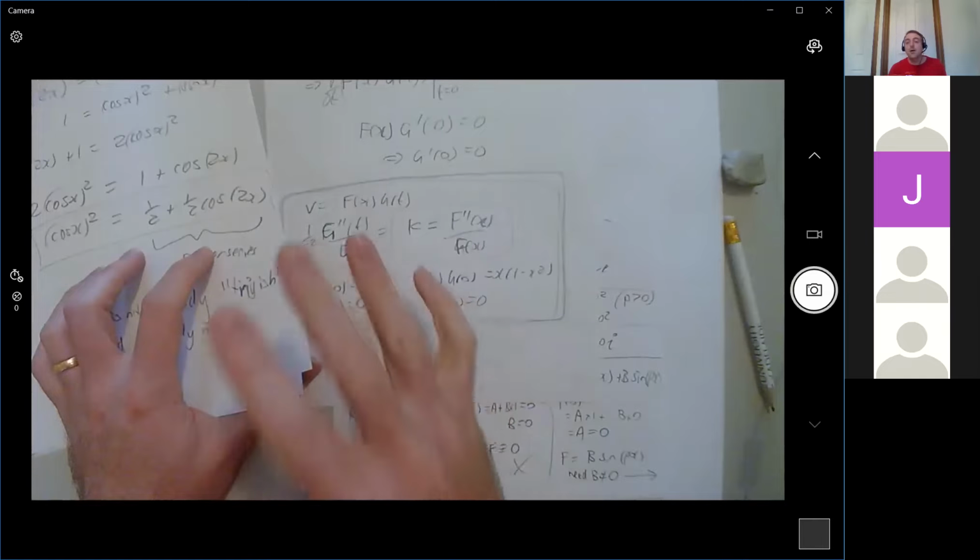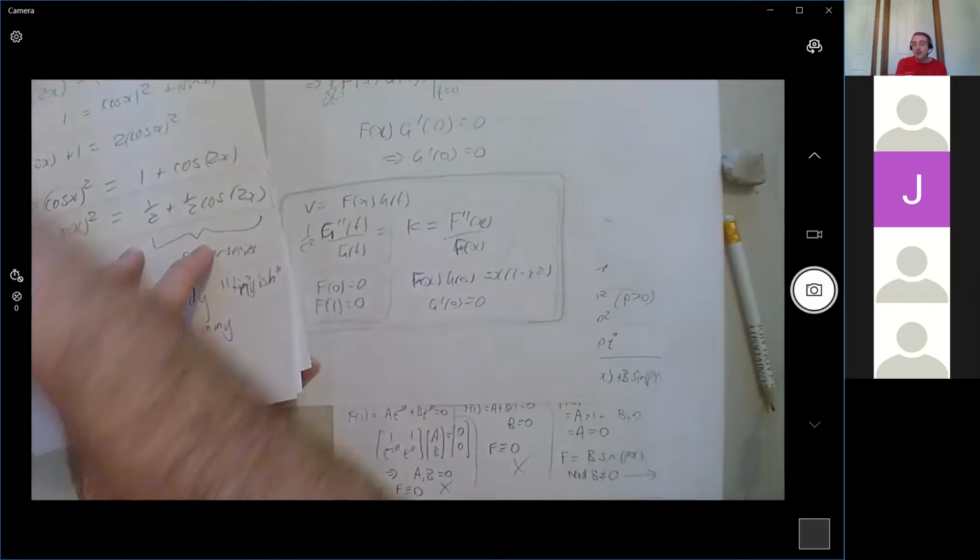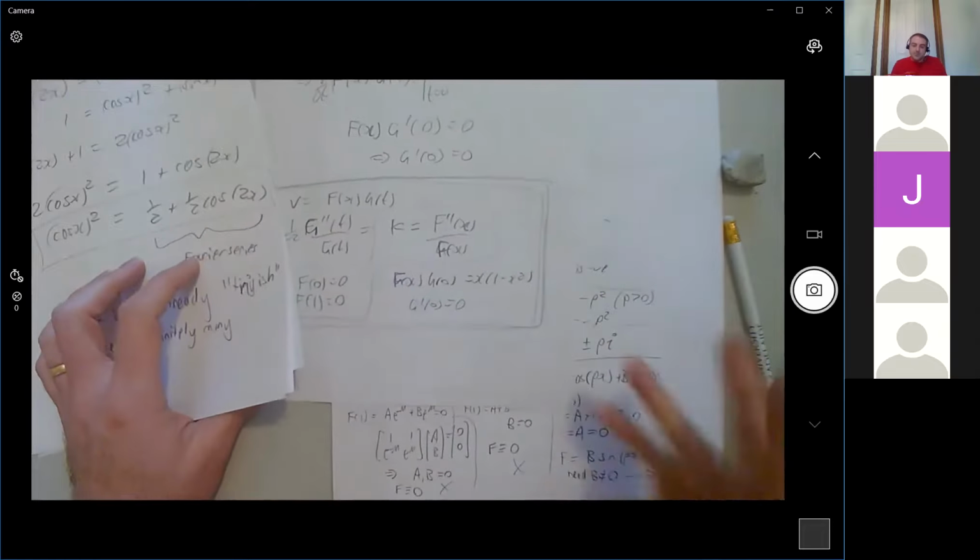Now I know I'm at 10:30. I'm just going to keep going until I finish this. I will have to stop at 11 because that's when my next one starts, but feel free to stay.